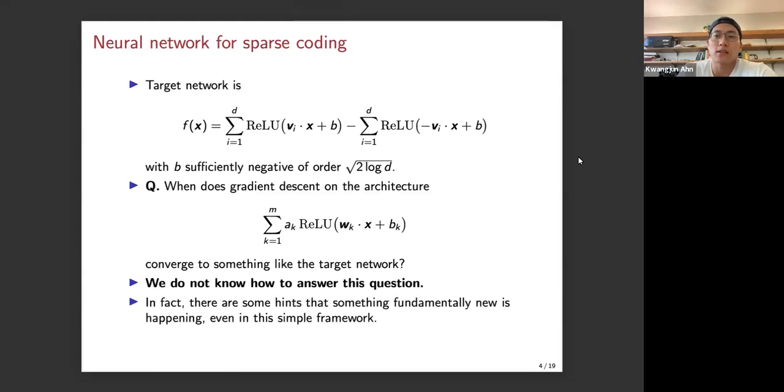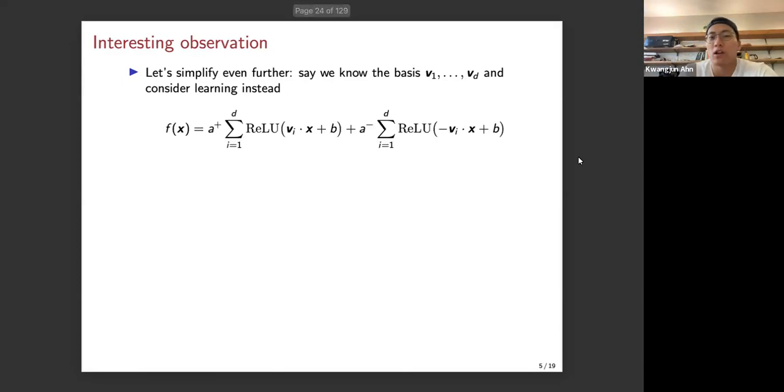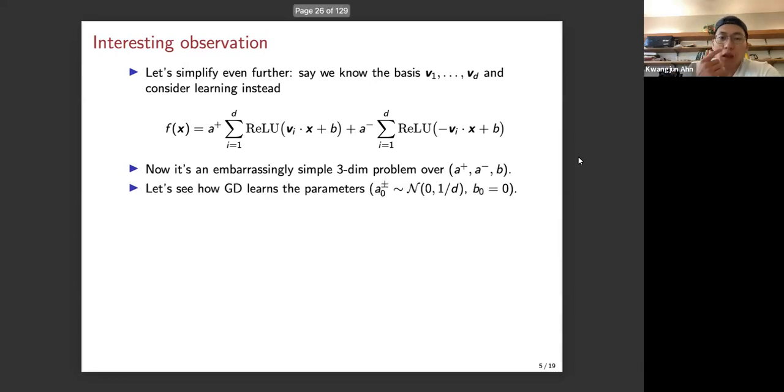So to showcase that, let's simplify even further. Let's consider a case where we know the basis V1 up to Vd. In that case, we don't have to learn the first layer weights. And let's say we simplify the problem such that we only have to learn the outer layer weights, A plus and A minus, and the shared bias B. So it's an embarrassingly simple three-dimensional optimization. And let's see how GD works for this very simple three-dimensional optimization problem.